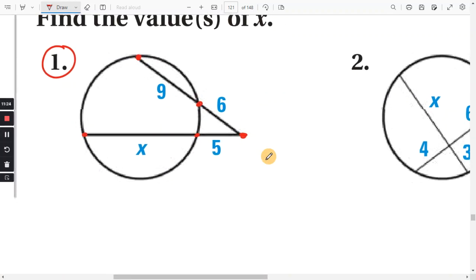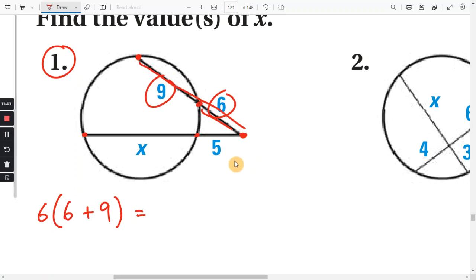Okay, there's no letters here, so we'll just go right into the numbers. The external segment is 6. And the entire segment is going to be 6 plus 9. And that equals the same on the other side. The external piece or segment is 5. And that's times the entire segment, which is going to be x plus 5. All right, use parentheses.